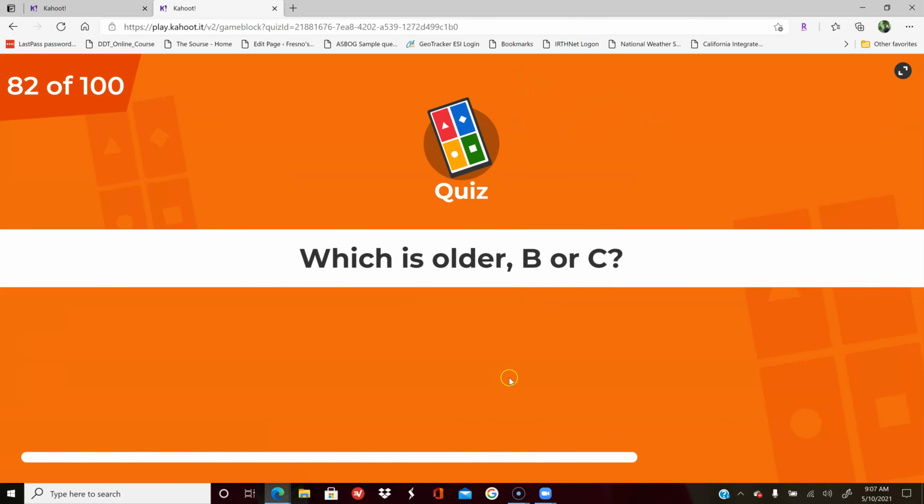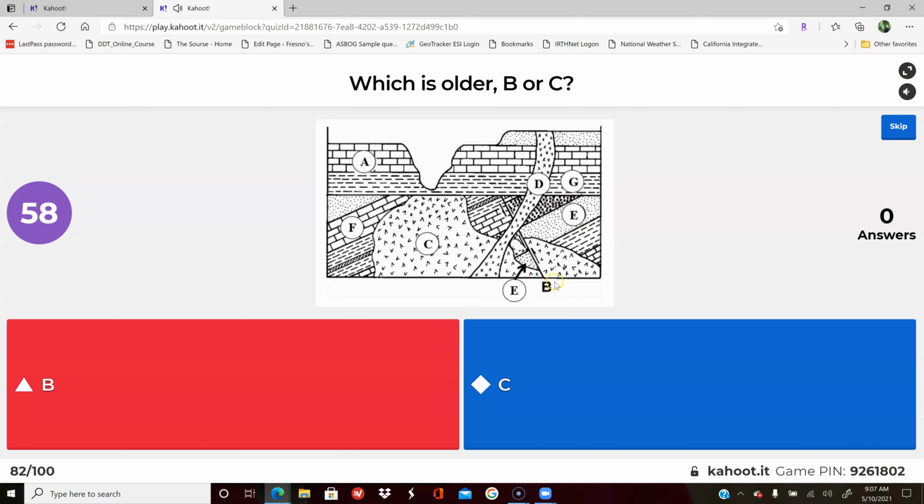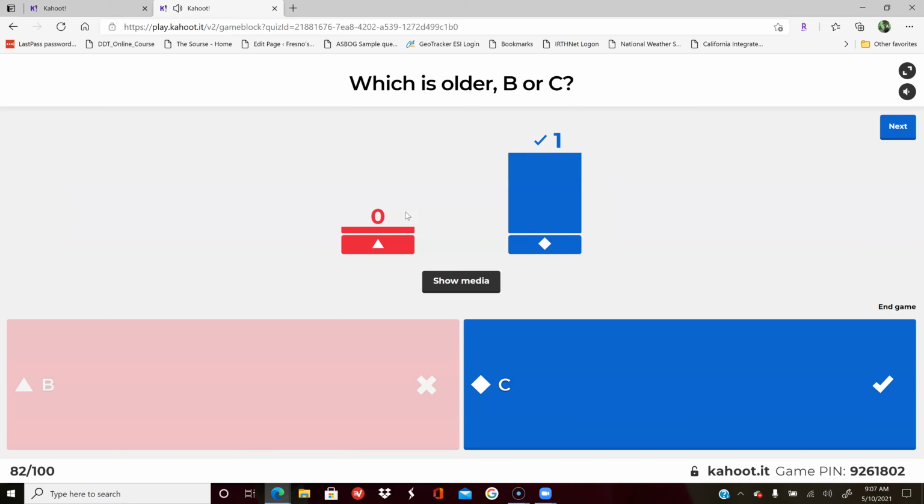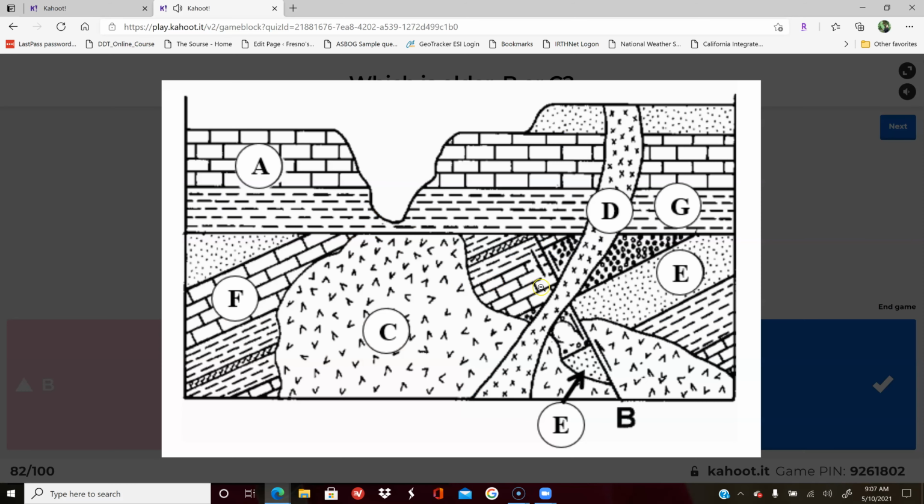Which is older, B or C? So looking at this graphic, is B or C older? That would be C. So if we look at this diagram here, B is a fault that cuts through C and is offsetting it. So that means that C must be older than B.